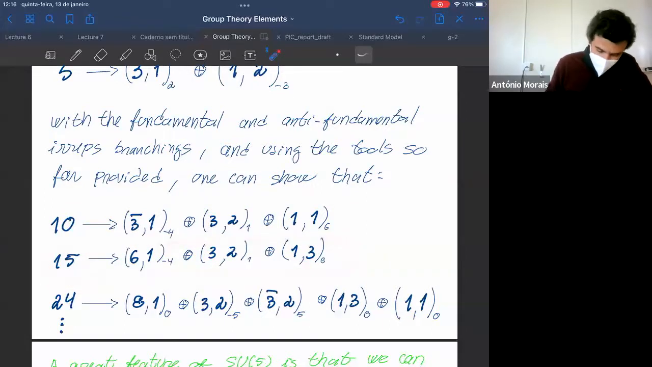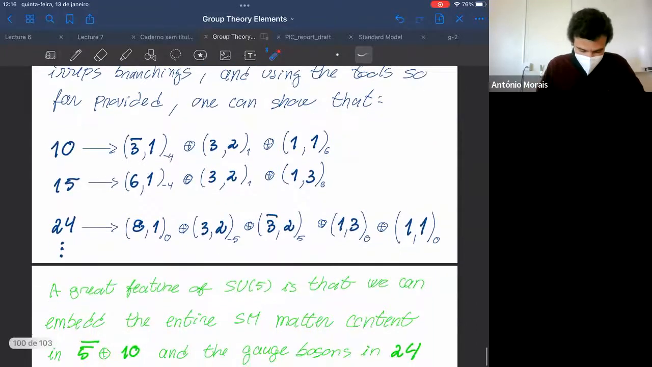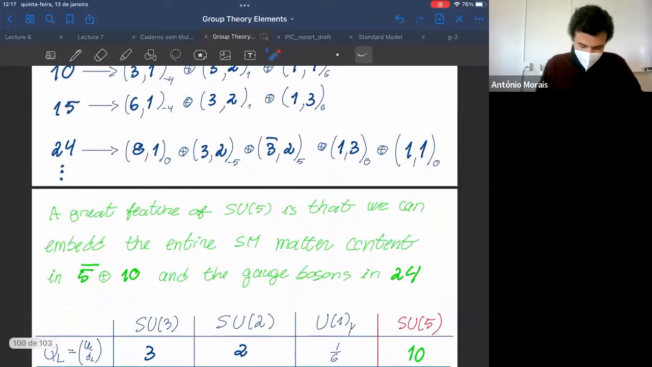So you have this 10 that branches in this way, the 15 branches in this way, the 24 branches in this way. And I think I will not ask you for the 3 dots as homework. Otherwise, it would be until the end of your life doing this and you would never complete it. But a few of them, it's nice to get used to.